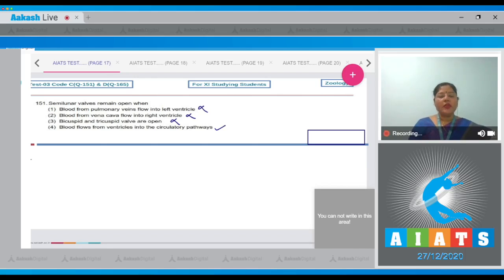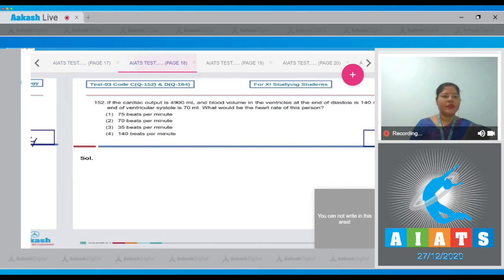When ventricles contract, semilunar valves get open. Right ventricle pumps deoxygenated blood into the pulmonary trunk and left ventricle pumps oxygenated blood into the aorta. So correct answer to our question is option number 4.